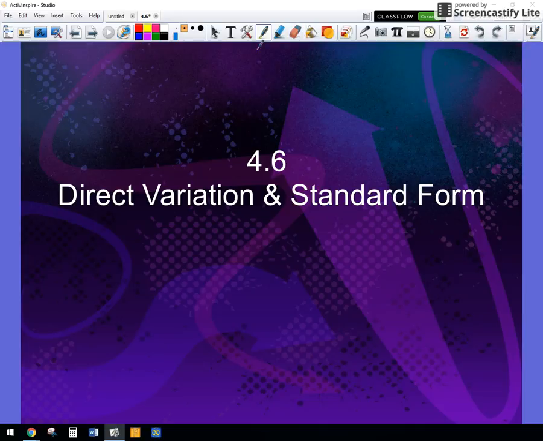Okay, so today's lesson 4.6 is over direct variation and standard form. Direct variation we covered last year in 7th grade, and standard form we've already started covering this year, so this should be a much faster notes-taking session.